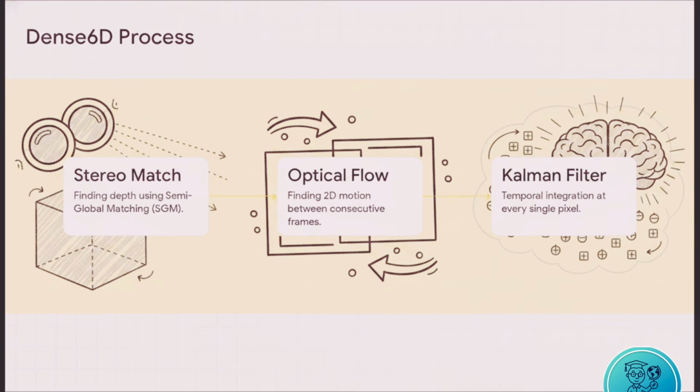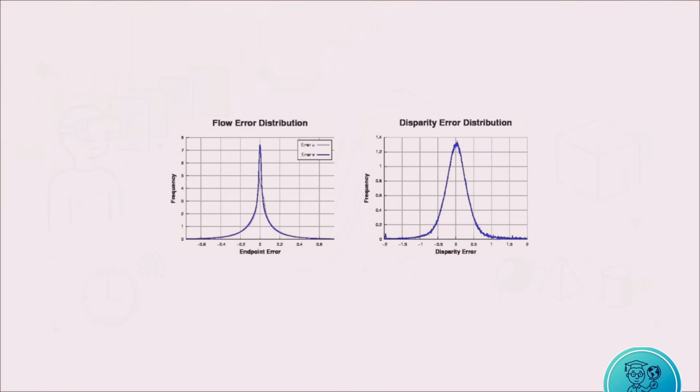Assigning a complex Kalman filter to every single pixel in real time to continuously integrate its motion over time is just a massive, incredibly impressive feat of modern GPU power. Now, looking at the underlying error distributions for dense optical flow and stereo disparity, you can see exactly why raw camera data is so tricky.